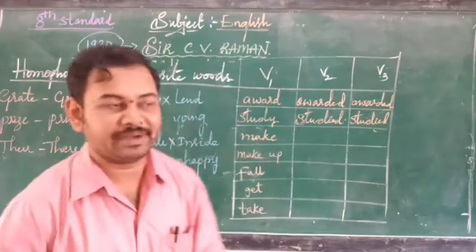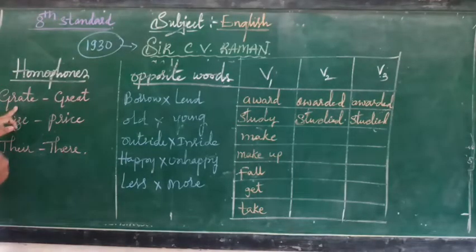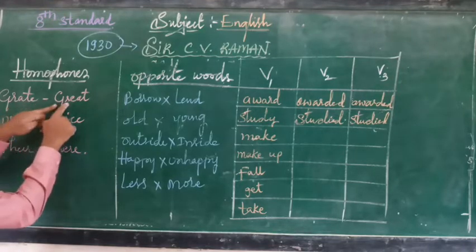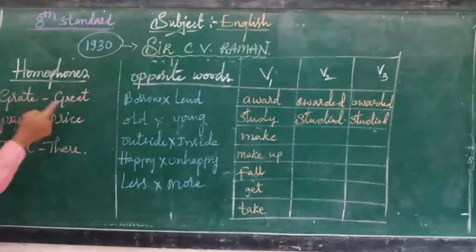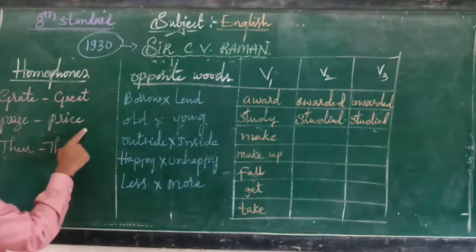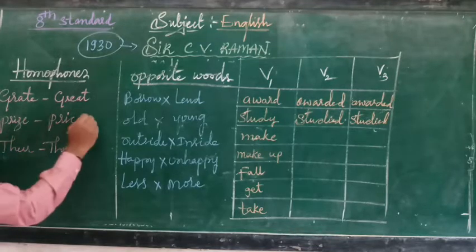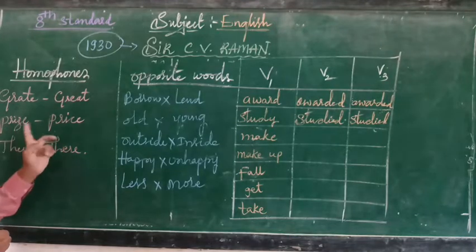Let us go through the examples. Here are some examples of homophones. Great. Here observe the spelling of the word great. G-R-A-T-E, great. Then G-R-E-A-T, great. Got it? And then differentiate between the two. Price. P-R-I-Z-E, prize. P-R-I-C-E, price. Isn't it? There will always be a difference between these two, prize and price. We pronounce alike but different in spelling and meaning.